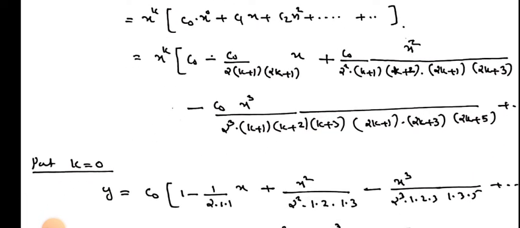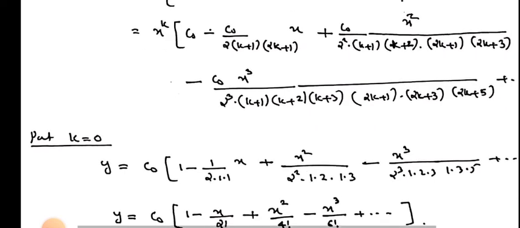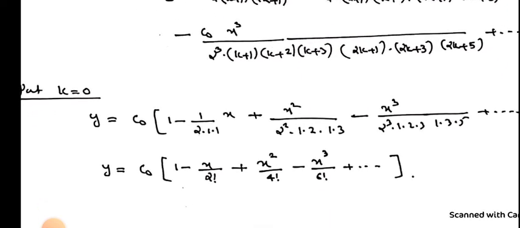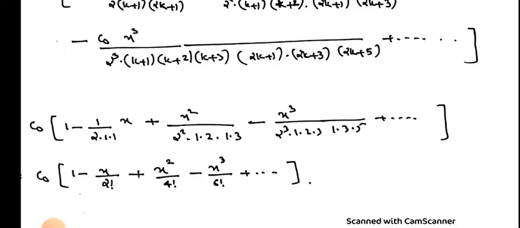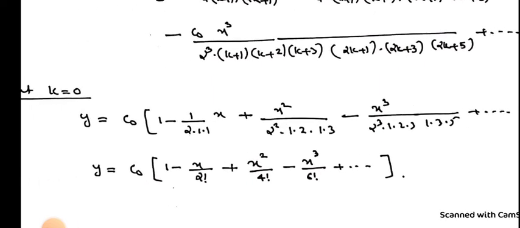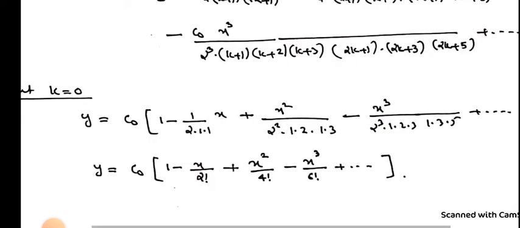We already know that k has two different values, k equal to 0 and k equal to 1 by 2. Put k equal to 0 in this power series, we get y is equal to C naught into 1 minus x divided by 2 into 1 into 1, plus x square divided by 2 square into 1 into 2, 1 into 3, minus x cube divided by 2 cube into 1 into 2 into 3, 1, 3, 5, plus etc. Then we get y is equal to C naught of 1 minus x by 2 factorial plus x square by 4 factorial minus x cube by 6 factorial plus etc.